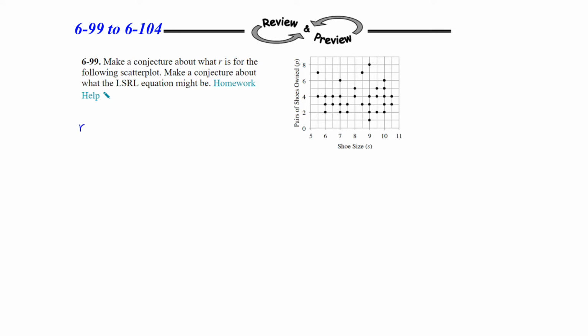I think we can say that R is going to be approximately 0 for that scatter plot. And to make a conjecture about the least squared regression line, well, if the R value is 0, then your least squared regression line is probably going to be horizontal. In terms of where that data falls, there's a lot of data right in between, below the 4, and then you got some points above it. So if you maybe average those out, it might be right around 4. It might be a little bit below 4, somewhere in there though.